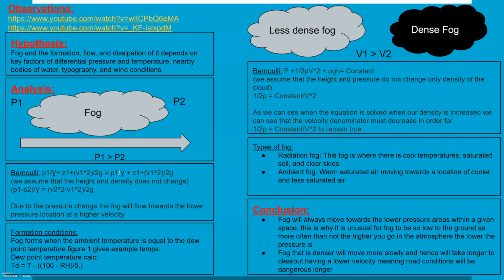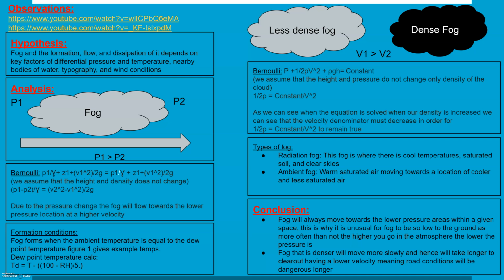So our conclusion from this is that fog will always move towards the lower pressure areas from a higher pressure area within a given space. This is why it is unusual for fog to be so low to the ground generally, as more often than not, the higher you go up in the atmosphere, the lower the pressure is. So it was quite fascinating to see conditions where fog gets lower and lower to the ground.